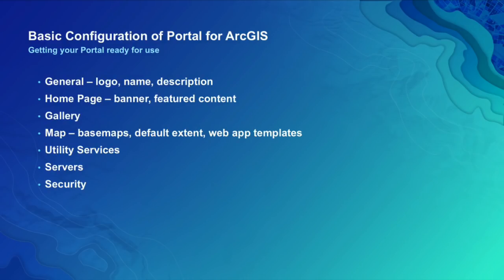And then as we get into some of the other considerations, what are the default base maps in your gallery there? Are those coming from ArcGIS Online? Are they base maps that you create? Are they vector or are they raster? And then configuring utility services, servers, security. Those are things that we'll consider more in some of the more challenging environments. And we'll look at all these here in a demo in just a moment.